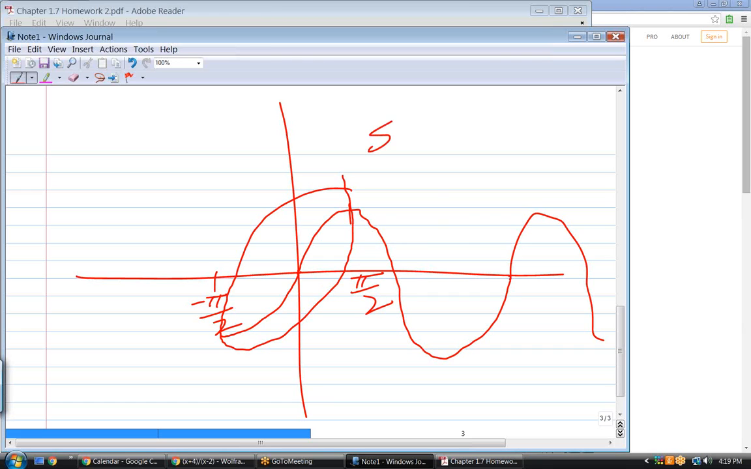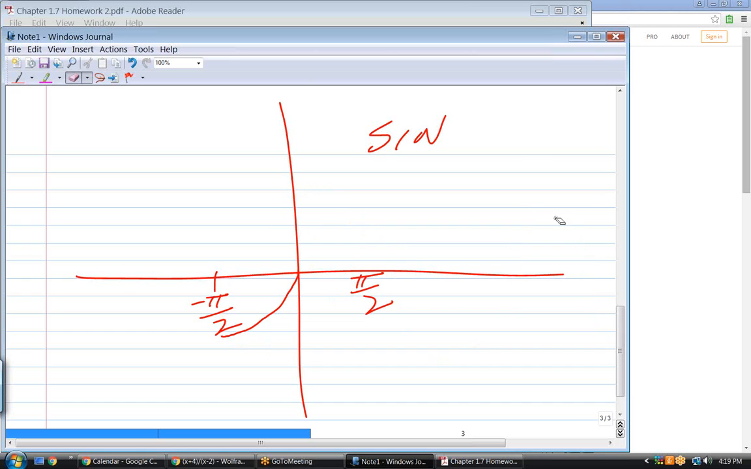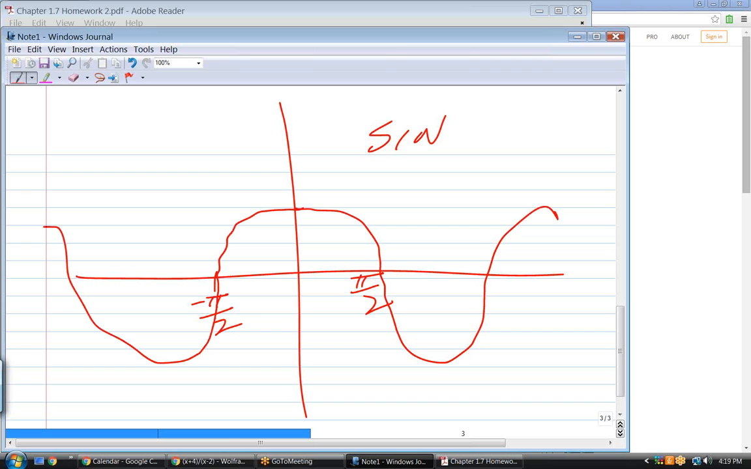With sine, they restrict the domain from minus pi over 2 to pi over 2. But notice that wouldn't work very well with cosine, because cosine looks like this. So if I restrict it from minus pi over 2 to pi over 2, I don't have something that's 1-to-1. So with cosine, they restrict it from 0 to pi. In other words, from there to there. So cosine is always restricted to the first and second quadrants when you're talking about the inverse, and sine is always restricted to the first and fourth quadrants when you're talking about its inverse.